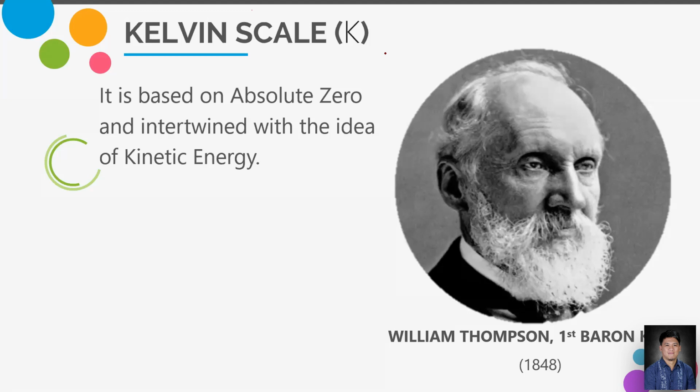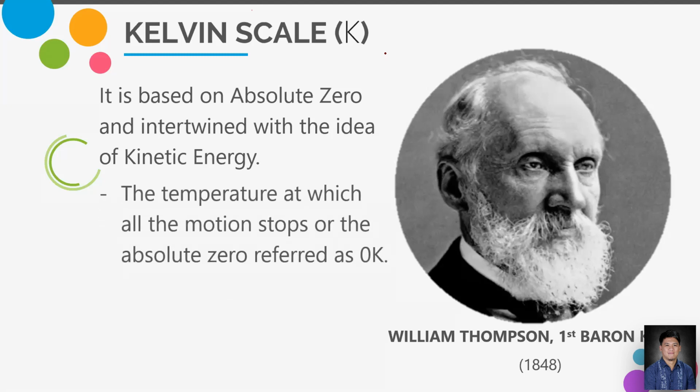Since it is intertwined with the idea of kinetic energy, if we say zero kinetic energy, then there is no movement, right? So it is also the same with 0 Kelvin. It means that there is no temperature, because it is the temperature at which all motion stops, the absolute zero, referred to as 0 Kelvin. So that is the third scale, which is the Kelvin scale.